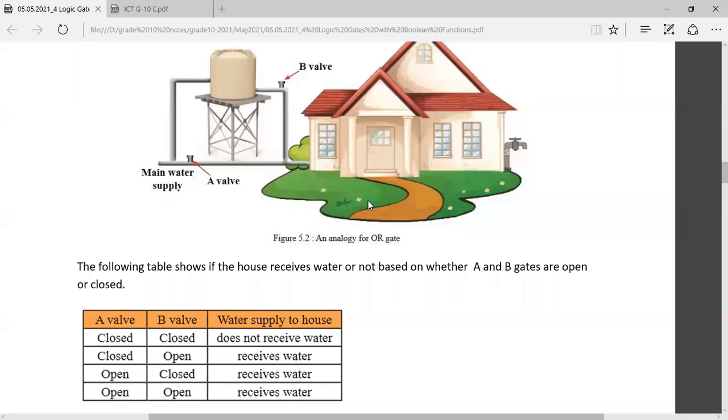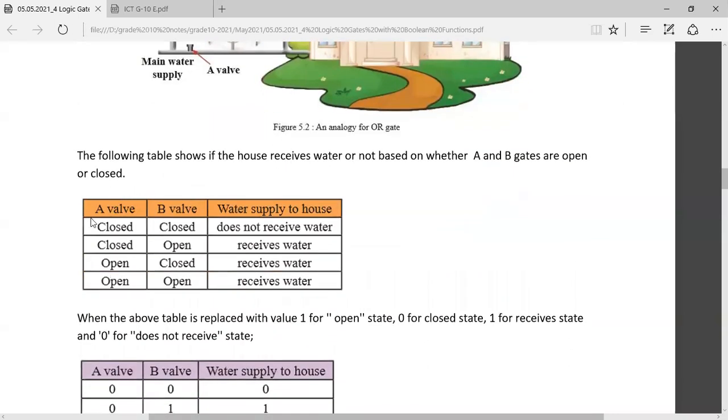Okay. Now you are going to plan. You are the ICT one. So you are going to plan a new circuit for this one. Every time you can't go manually and switch on and switch off these valves. So you are going to develop a circuit. With the help of that circuit, you are going to control this automatically. So they have given the valves, A valve and B valve. So what will happen? If either valve is open, it will receive the water.